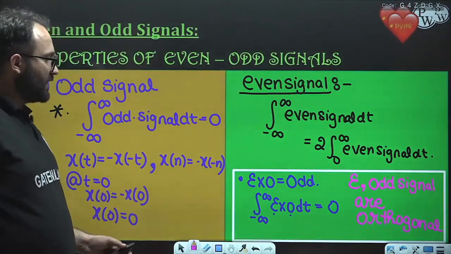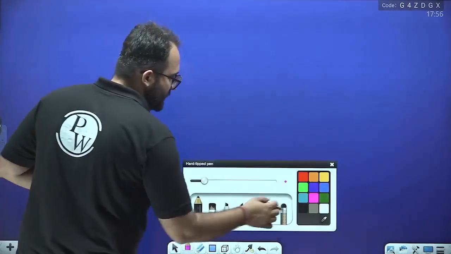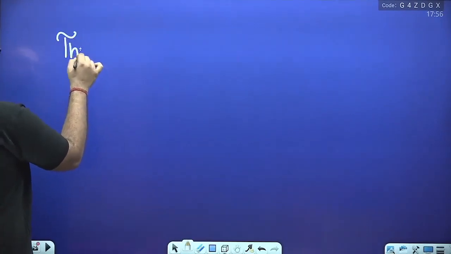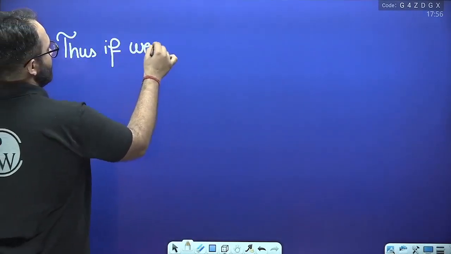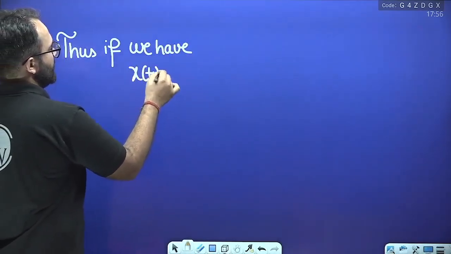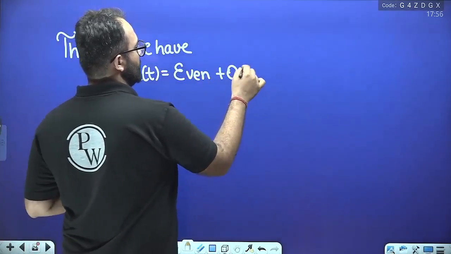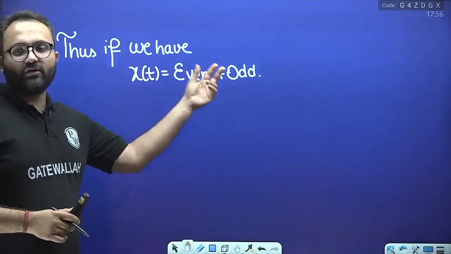Okay, great. From here we have one more property that is very, very important, and many a times the question is asked on this property. Thus, if we have any signal xt, that is a sum of even signal and odd signal.